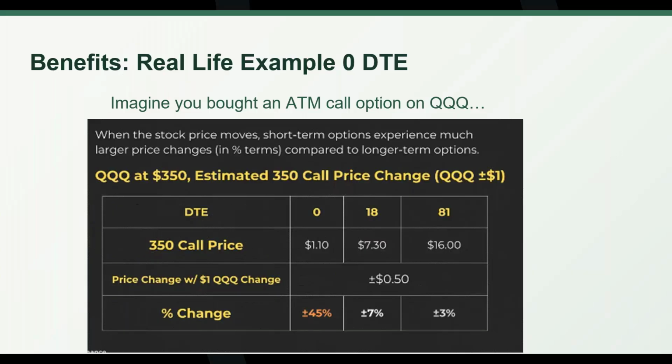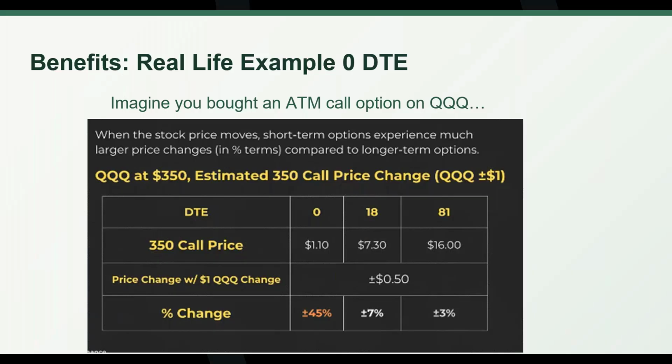And this is actually one of the most important aspects of trading zero DTEs, this example. So imagine you bought an at-the-money call option on the Qs. And if the Qs are at 350, basically, a $1 price change or increase in Q will increase the value of your call contract by 50 cents. It makes a massive difference on these expirations. So these short-term options experience much larger percentage gains and losses, obviously, based on the small underlying move of just $1 in the Qs in this example.